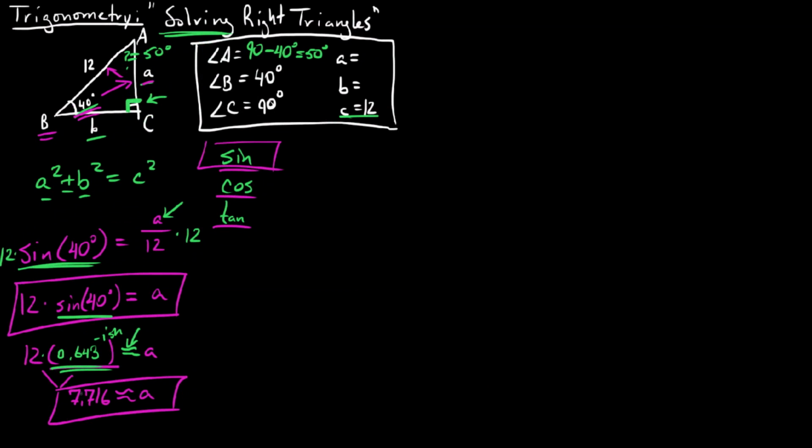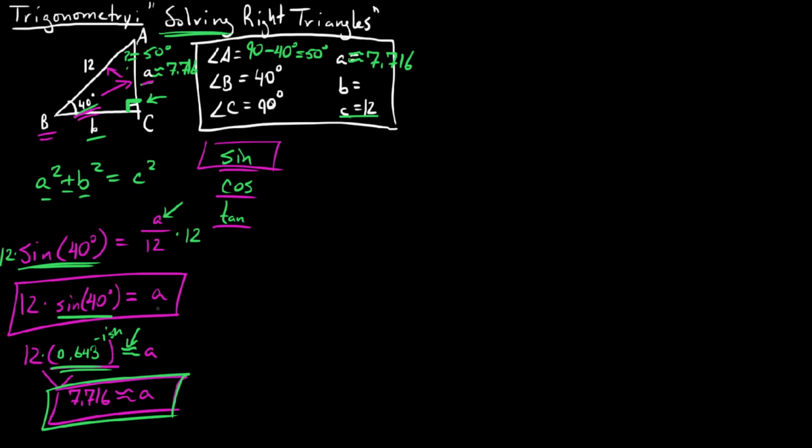We'll do this in both colors here. But now that I've got this, the best thing to do I've found is to come back up to your triangle and scribble that in. 7.716. And then we're going to write that in over here. That was side length A. It's approximately 7.716 units in length. And of course that was less than 12.